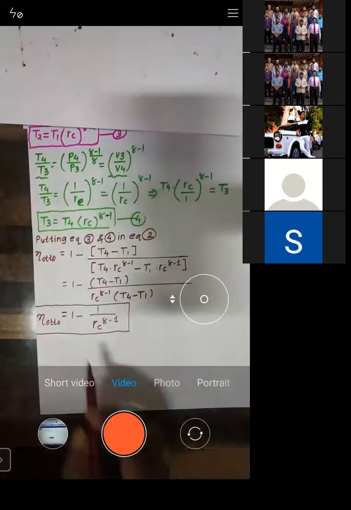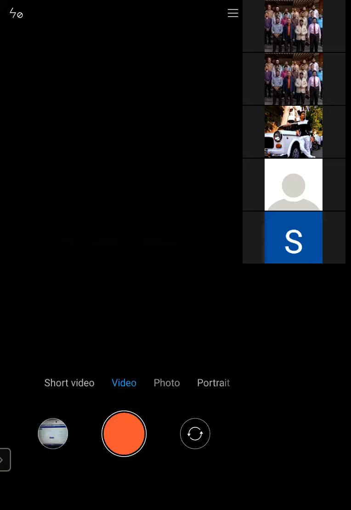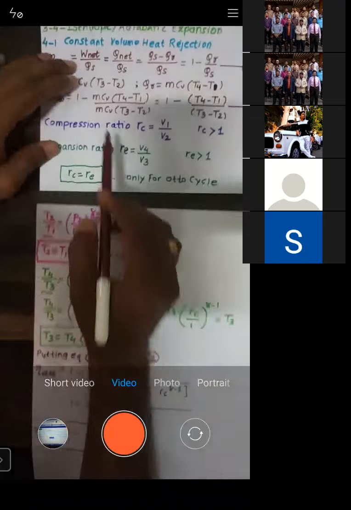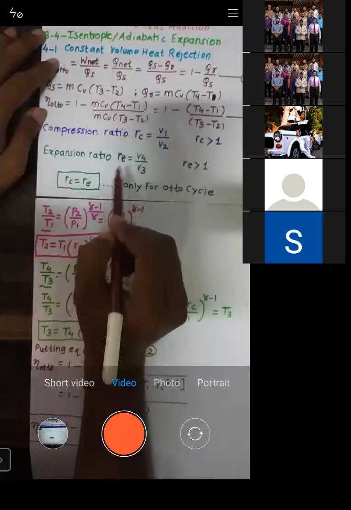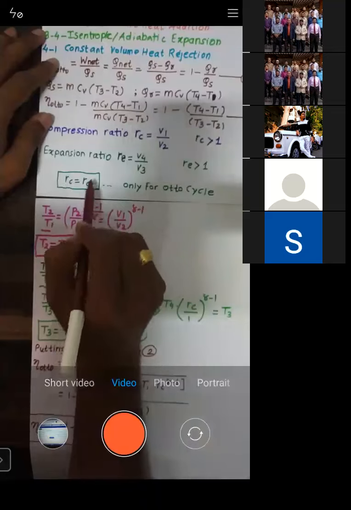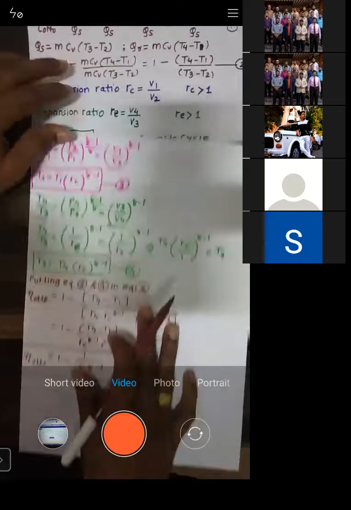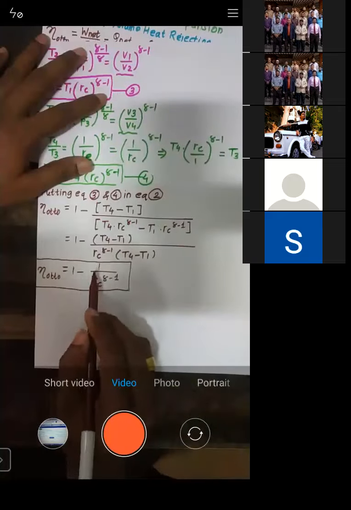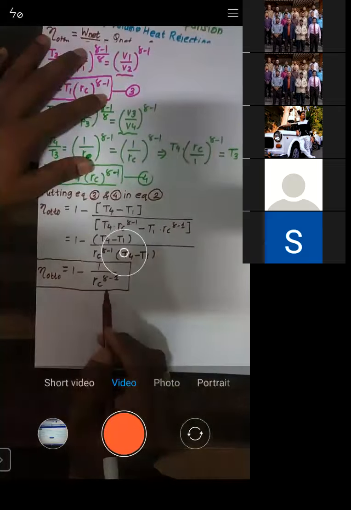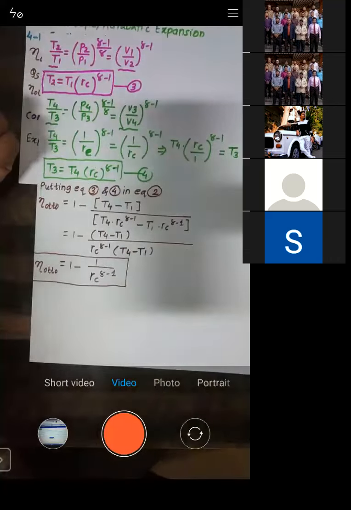And what is the RC? RC is the compression ratio, and it is the same as RE, the expansion ratio. So both compression and expansion ratio are the same. So you can write this formula as 1 minus 1 upon RE raised to power gamma minus 1, because both are one and the same.